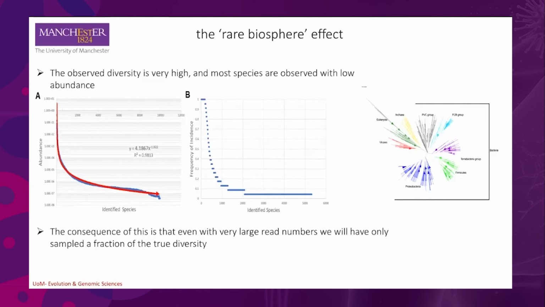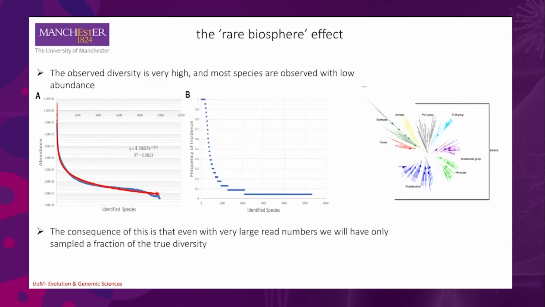There are two consequences of that. One of them is the one described in this slide: even with very large read numbers, we will have only sampled a fraction of the true diversity. This is something that we need to take into account in our microbiome study. The things that we detect are not the whole truth. There are many things out there.